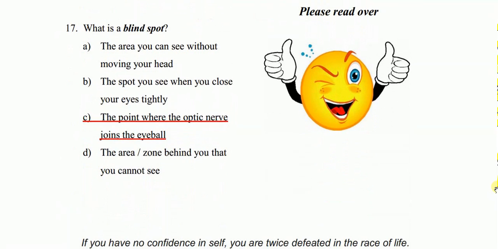Number 17, what is a blind spot? So the blind spot is the point where the optic nerve joins the eyeball. And why it's called a blind spot is because at this point there are no rods or cones. And rods and cones are the light sensitive cells that are on the retina. So we have none of them there. Therefore, you are blind in that particular spot. So we move now to number 18.